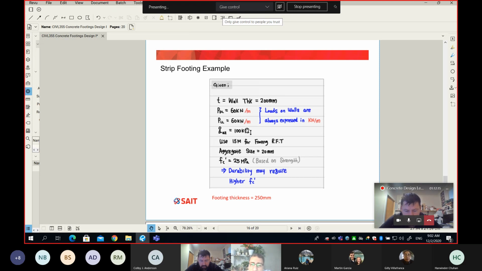The load that comes from the building to the footing is given here. The dead load is 60. And remember, it's per meter. So the load is estimated per meter. And the live load is also 60 kilonewton per meter. As I said, for walls, all the loads are expressed in kilonewton per linear meter.